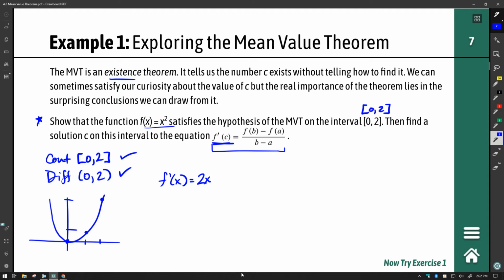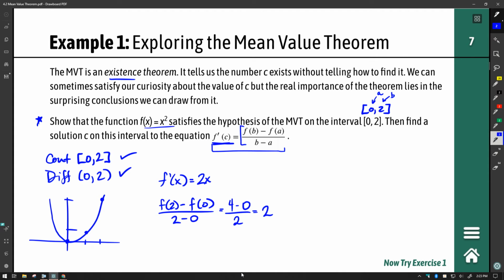Next, we want to find the average rate of change. So the b and the a here correspond to the first and second terms of the interval. The first point in the interval is x equals 0. The last point in the interval is x equals 2. So let's see. The average rate of change would be f of 2 minus f of 0 over 2 minus 0. Well, f of 2 is, of course, 4, and f of 0 is 0, and then this is over 2. So we have an average rate of change of 2.